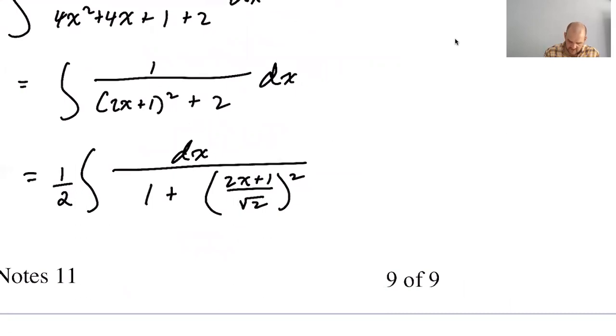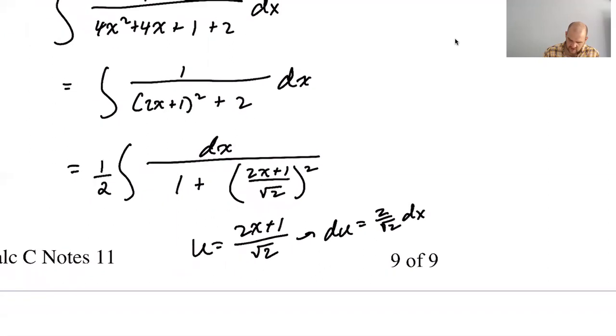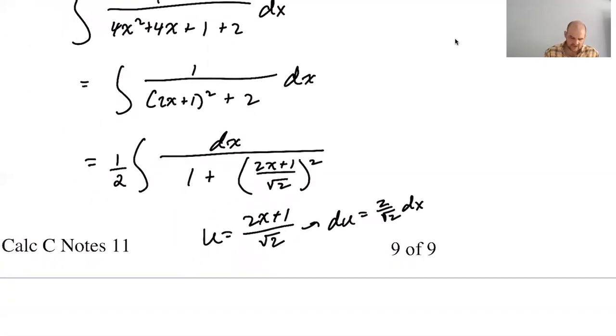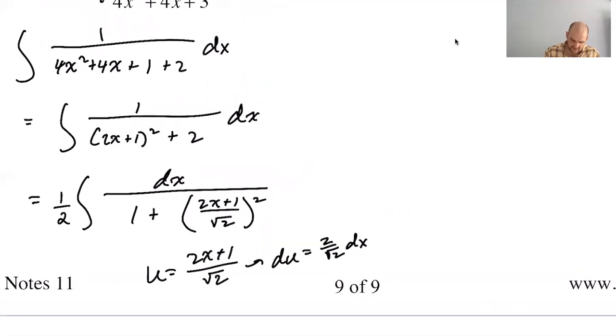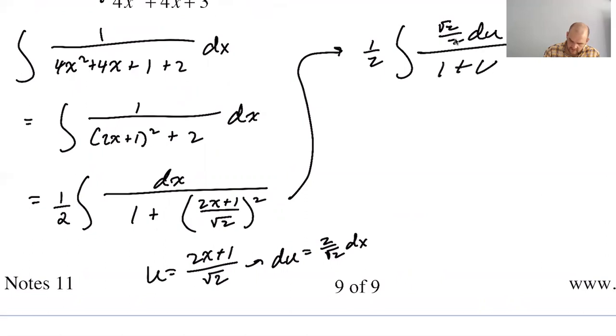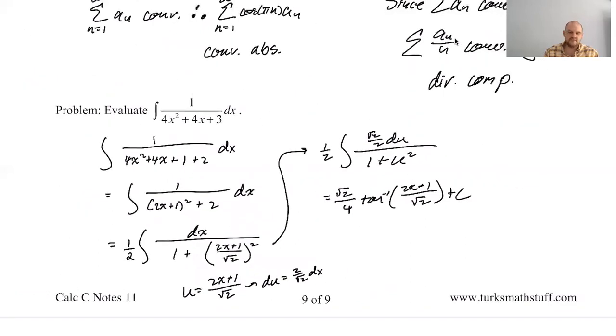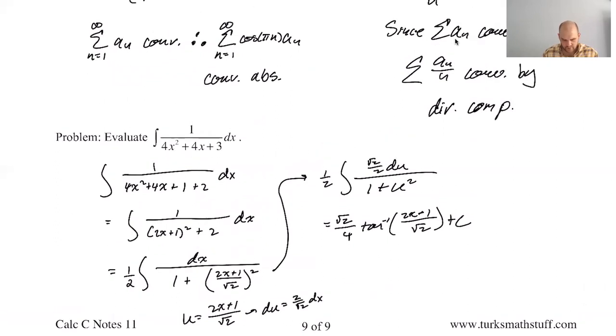Okay, so what am I doing? So u is equal to 2x plus 1 over radical 2. So then du is 2 over radical 2 dx. So I need to multiply by radical 2 over 2. Okay, so maybe I'll actually do the substitution. I get 1/2 times radical 2 over 2 du over 1 plus u squared. So this is root 2 over 4 arctan of u, but u is 2x plus 1 over radical 2, plus c. I think that might be right. I'm not even going to check it. I'm pretty sure that it's right.